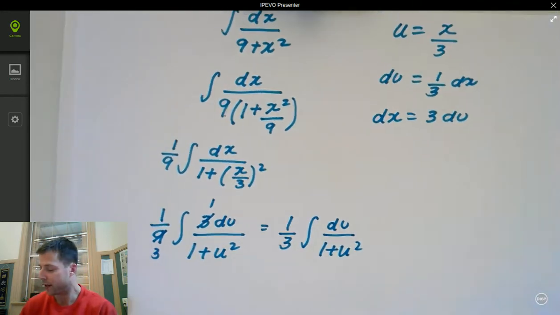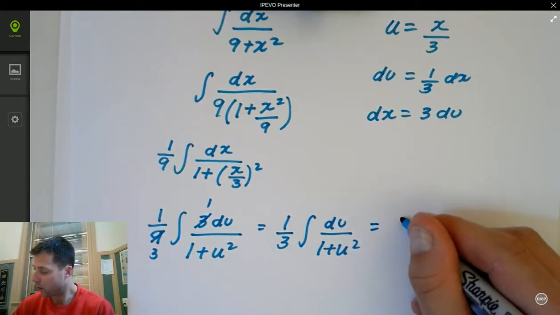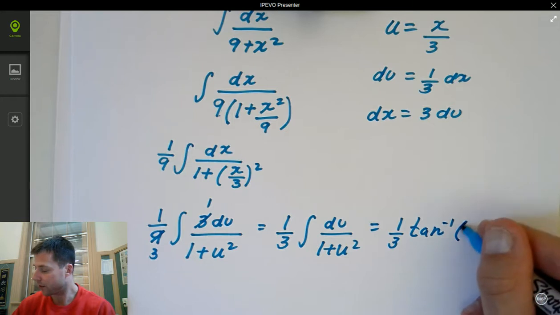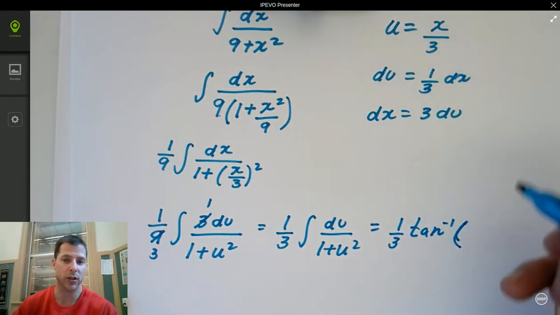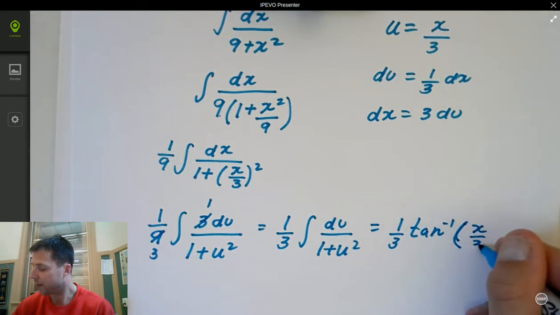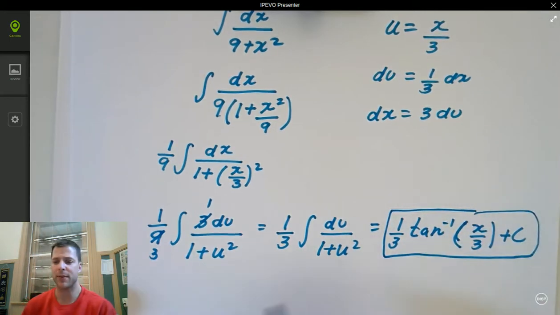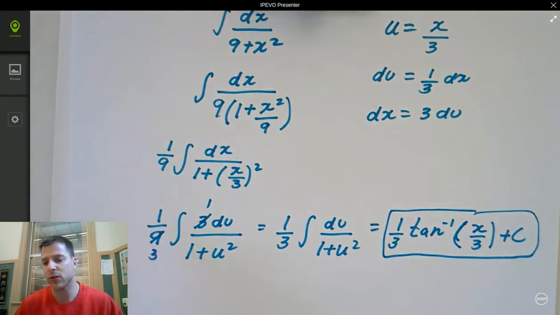There's our tangent we want. So this becomes 1/3 inverse tangent of our u value, which is x over 3, and that's just plus c. Okay, so there's our first 2 examples, about 4.5 minutes in. So we're going to do 2 more examples in a second video, but those are our first 2 examples of how to take integrals of inverse trig functions.